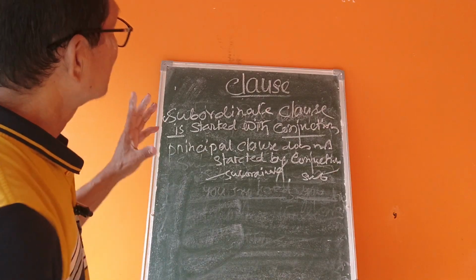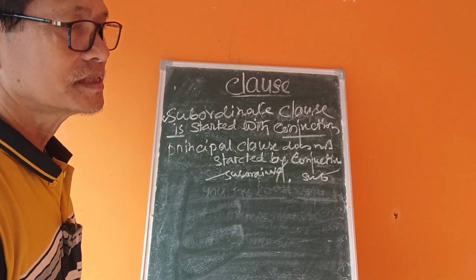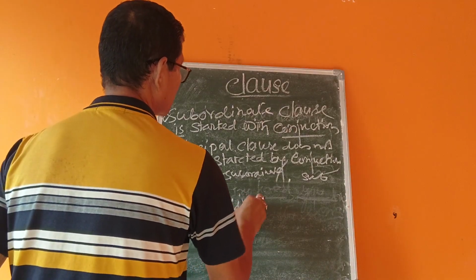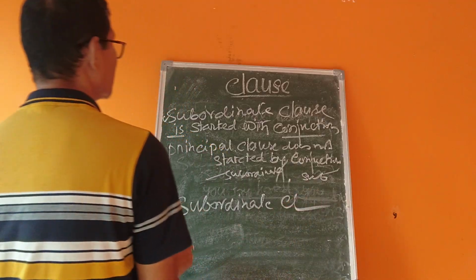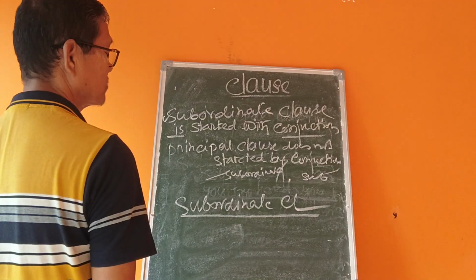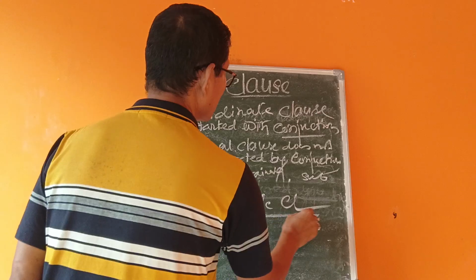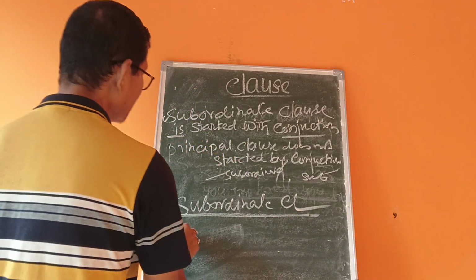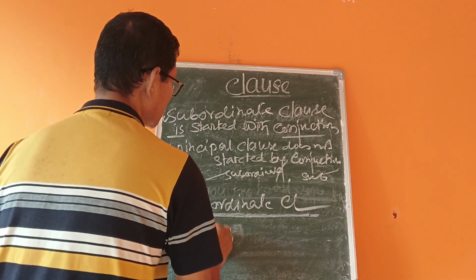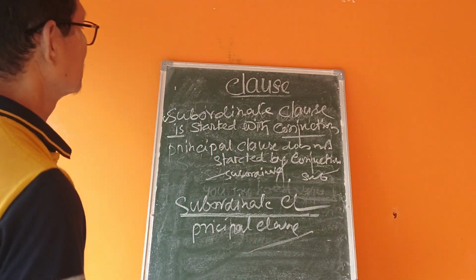I repeat again: if the clause is started by a conjunction, it's called a subordinate clause. And if the clause is not started by a conjunction, it's called a principal clause. I hope you know very well.